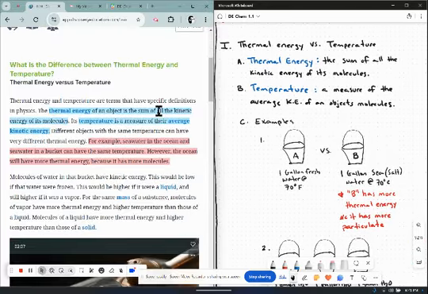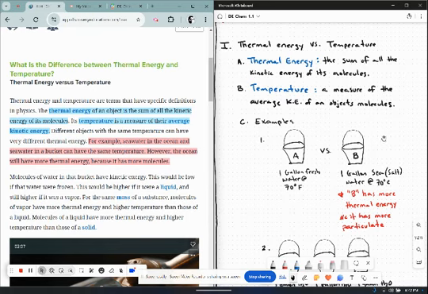All right, so let's start by defining these things. Thermal energy is the sum of all the kinetic energy of its molecules. Temperature, on the other hand, is a measure of the average kinetic energy of an object's molecules.